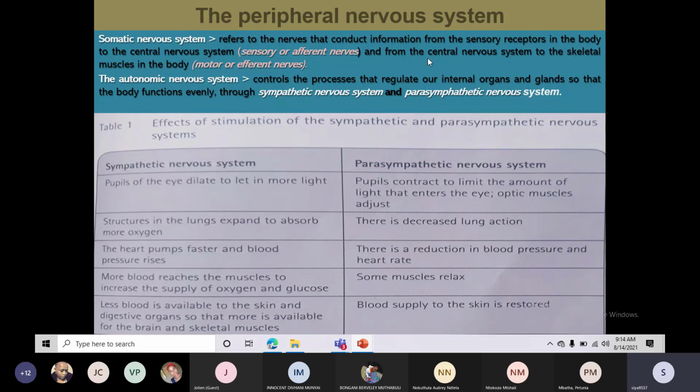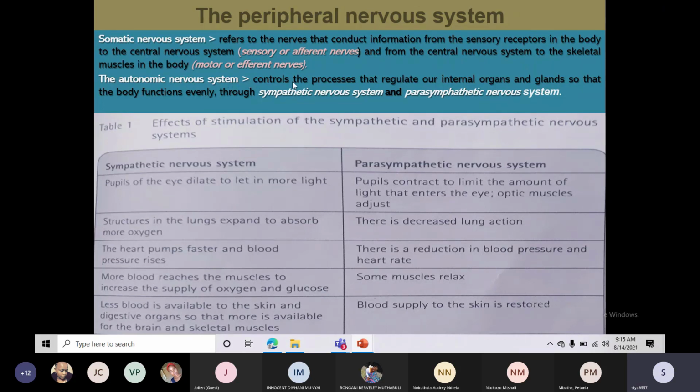Then the central nervous system, remember, is the brain and spinal cord. The central nervous system conducts information from sensory receptors in the body to the spinal cord and the brain, and from the brain and spinal cord to the skeletal muscles. Your reaction in the body, that is motor or efferent. So when the information goes straight to the muscles so that they can respond, that is motor or efferent nerves. Then you have the autonomic nervous system.